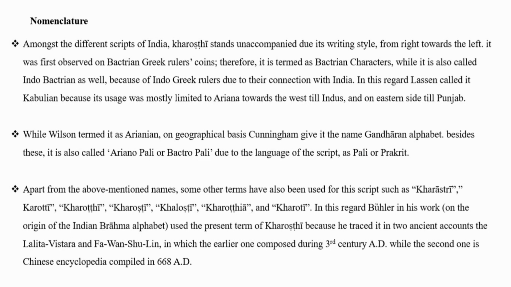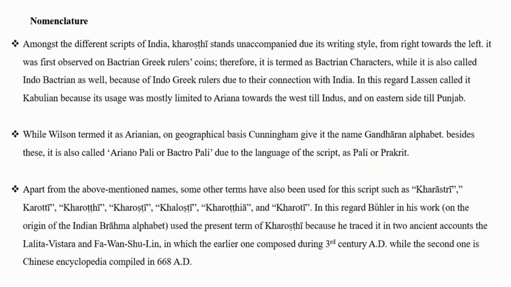In this regard, Lassen called it Kabulian because its usage was mostly limited to Haryana towards the west till the Indus and on the eastern side till Punjab, while Wilson termed it Aryanian. On a geographical basis, Cunningham gave it the name Gandharan alphabet. Besides these, it is also called Aryano-Pali or Bactro-Pali due to the language of the script being Pali or Prakrit.